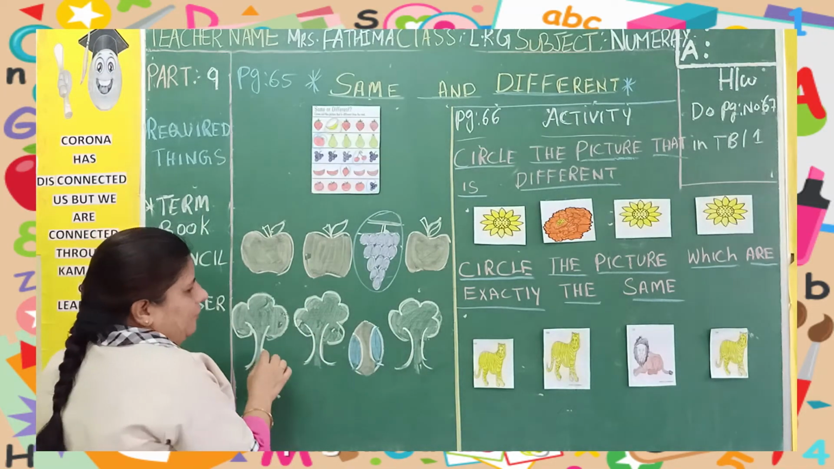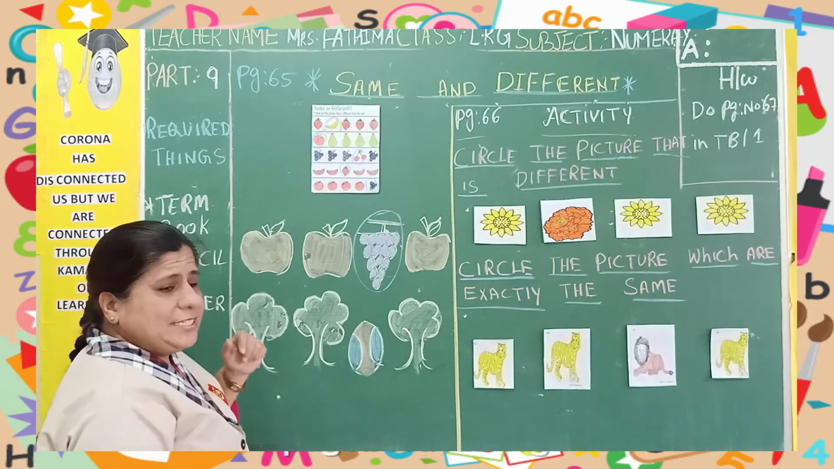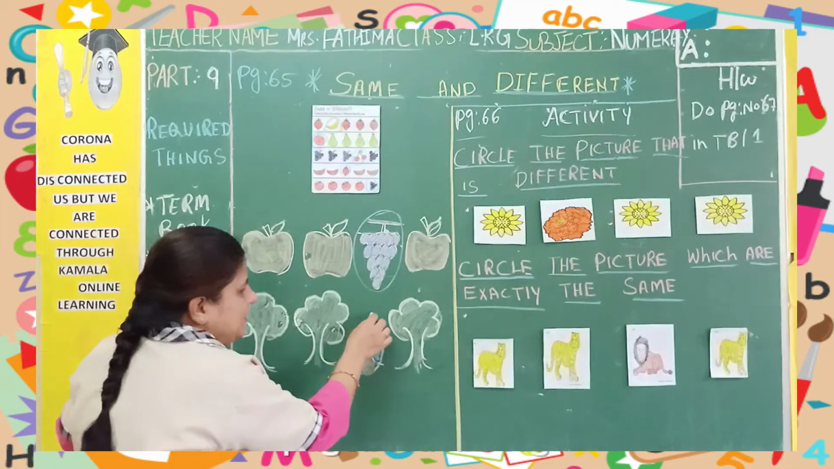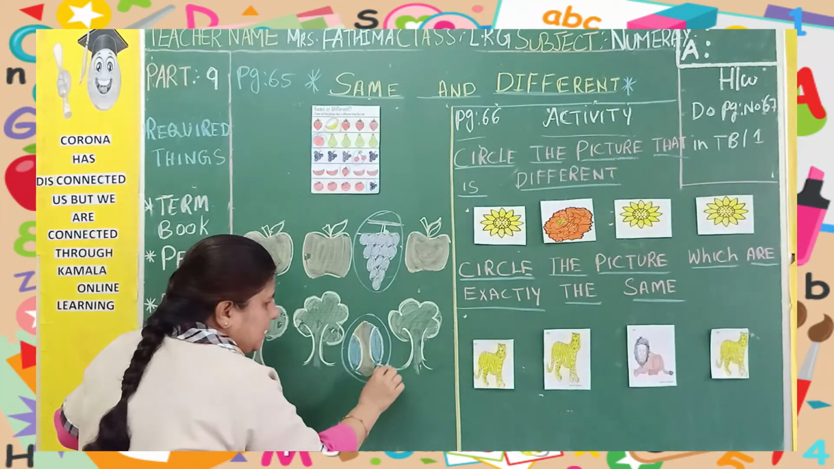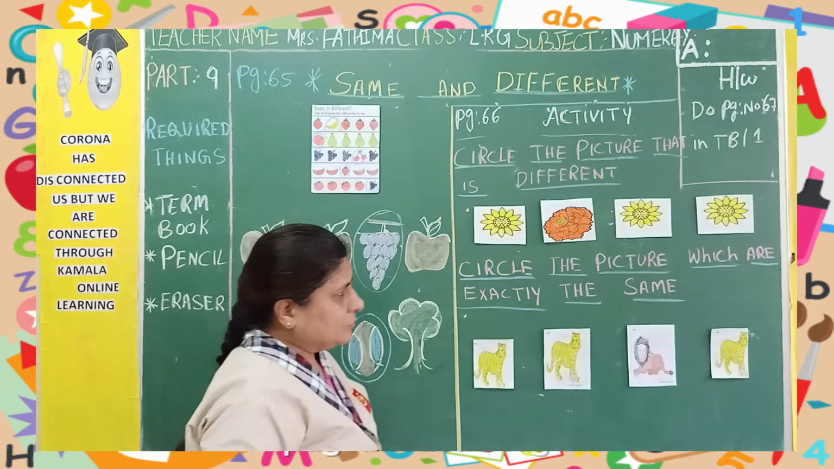In this see, one tree, two trees, three trees are there. One ball is there. Which is the different here? In this set, which is the different thing? Different thing means this ball is different now. That's why I am circling this. Okay? I hope you all understood children.